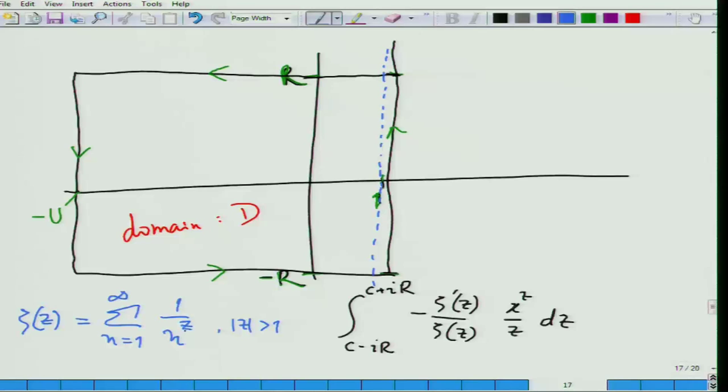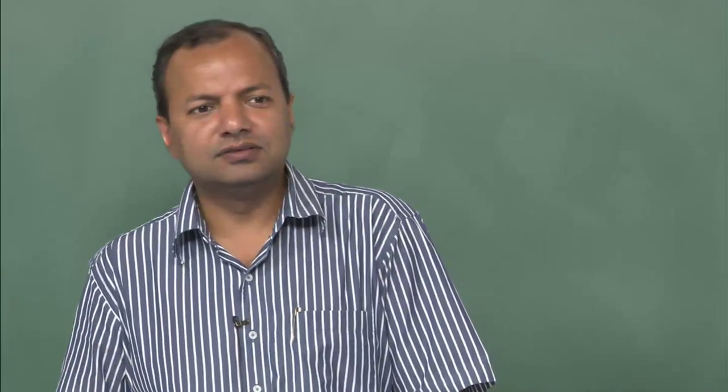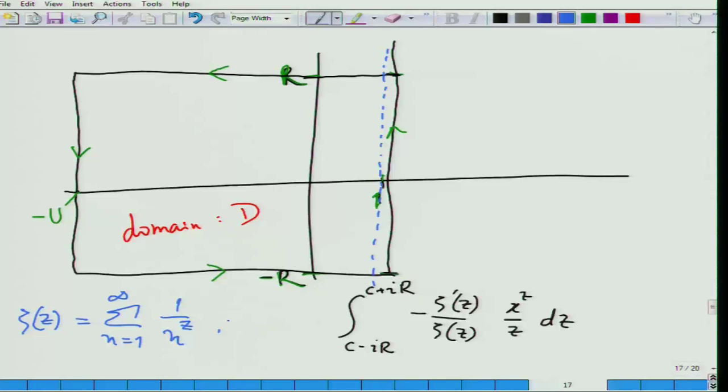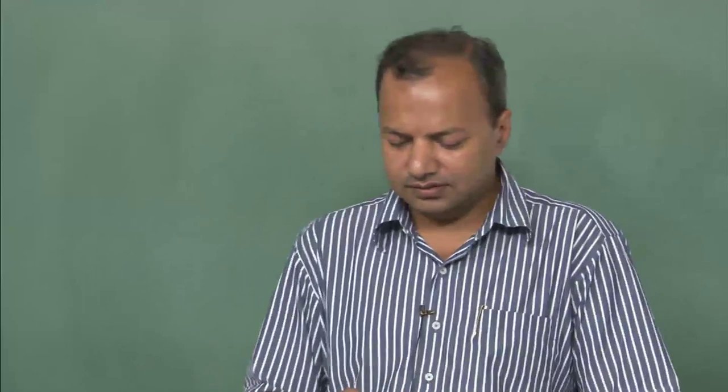By the way, do you know or do you believe that zeta z actually converges for real z greater than 1, not absolute value greater than 1, real z greater than 1? At least we need to ensure that it converges on the right side of this line. So, are you convinced that it does?